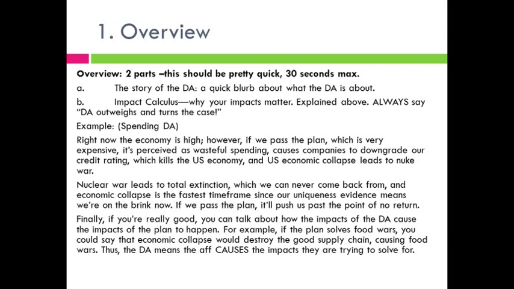And an economic collapse is the fastest time frame, since our uniqueness evidence means that we're on the brink now. If we pass the plan, it'll push us past the point of no return. Okay? So that's the explanation of how we win on magnitude, total extinction, and also time frame, short-term economic collapse.